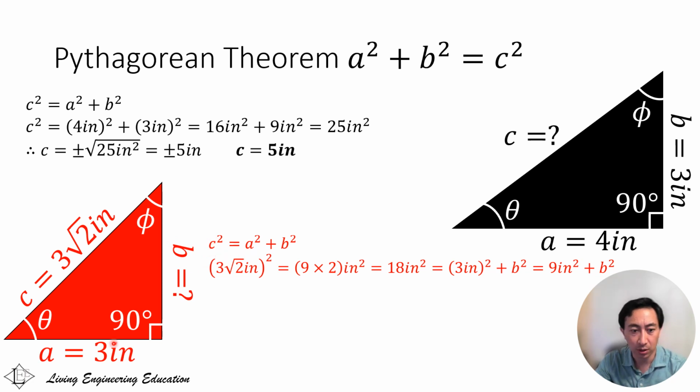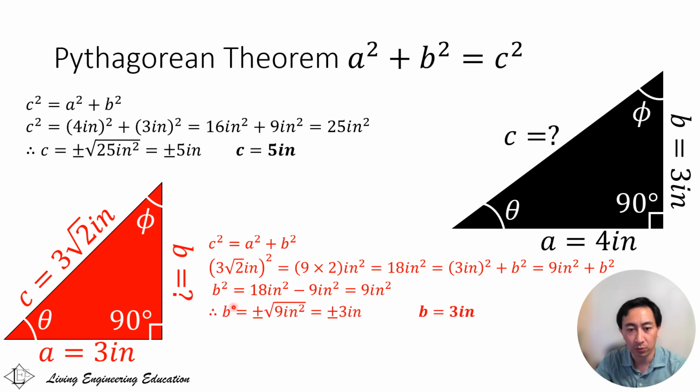a squared is 3 inches squared. 3 squared is 9, so 9 inches squared. And then I don't know what b is, so plus b squared. So I have 18 inches squared is equal to 9 inches squared plus b squared. So I can isolate my b squared term by moving the 9 inches squared to the other side. So I get 18 inches squared minus 9 inches squared is b squared. Subtracting 9 from 18, we get 9 inches squared.